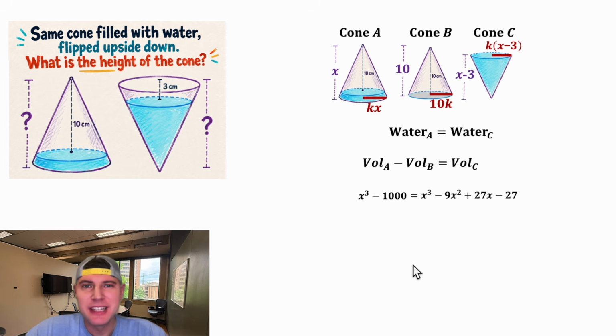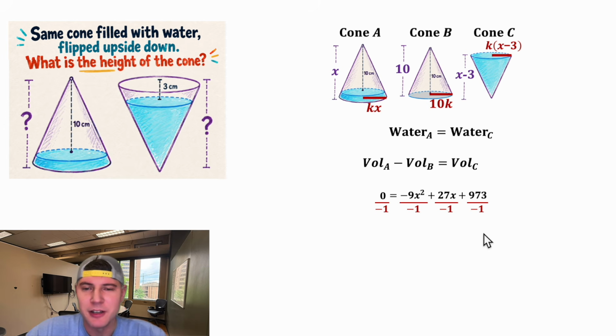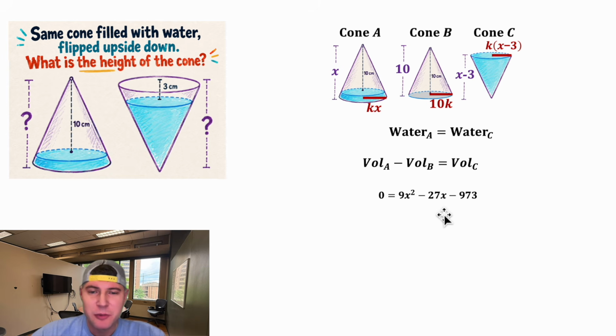From here, let's set everything equal to 0. We can subtract x cubed from both sides, and we can add 1,000 to both sides. On the left-hand side, we're going to be left with 0, and on the right-hand side, these are going to cancel each other out, and negative 27 plus 1,000 is positive 973. I like to have a leading coefficient that's positive, so let's divide everything by negative 1. That'll give us 0 equals positive 9x squared minus 27x minus 973.